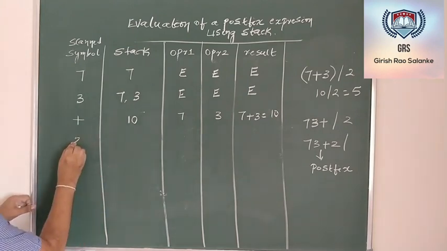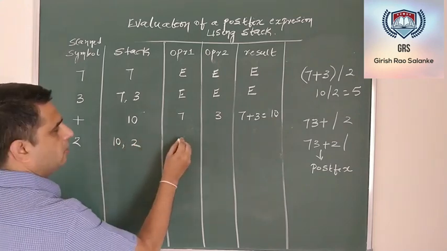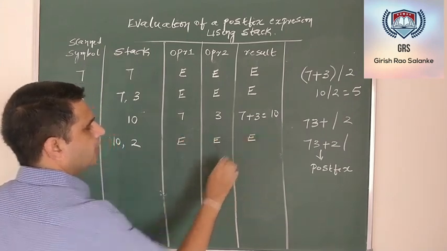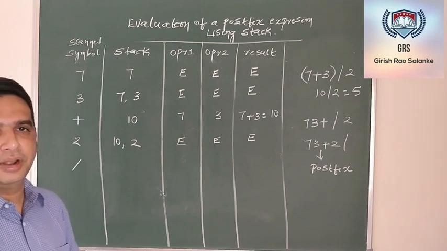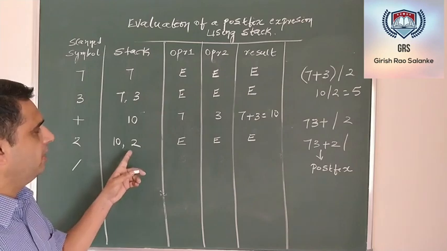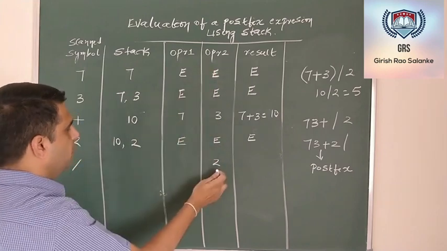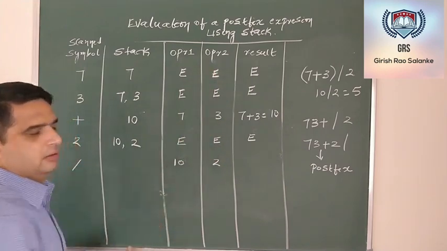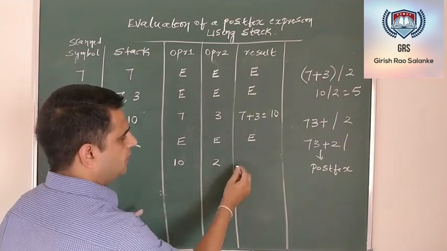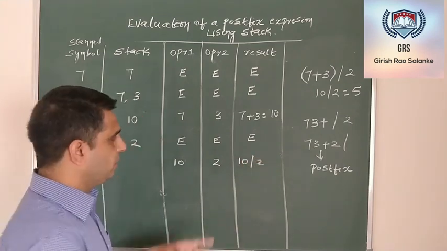Now the next scan symbol is 2, which is an operand. Once again, push it onto the stack. Next scan symbol is the division operator. So this is an operator. Now pop 2 elements from your stack. The first popped element is 2. This first popped element is assigned to operand 2 and the second popped element to operand 1. Now perform the operation as operand 1, operator, operand 2. Now you can note the difference here.